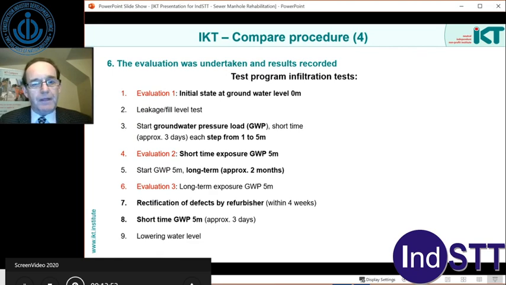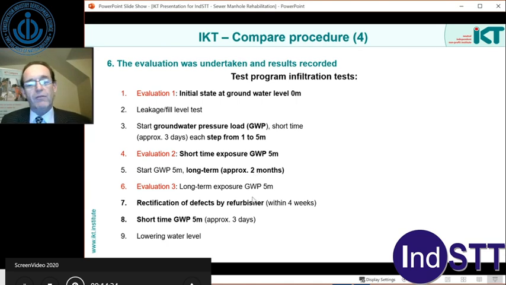For the evaluation, having done the installation, I mentioned we can bring the groundwater up and down. We looked at the initial state, what the product was like and how it performs with no groundwater pressure when first installed. We then did a filling exercise in steps from 1 up to the full 5 meters, and looked at short-term exposure to heavy groundwater at a depth of 5 meters to see how they performed at that point. They were then subjected to a 2-month period of that high groundwater and evaluated again.